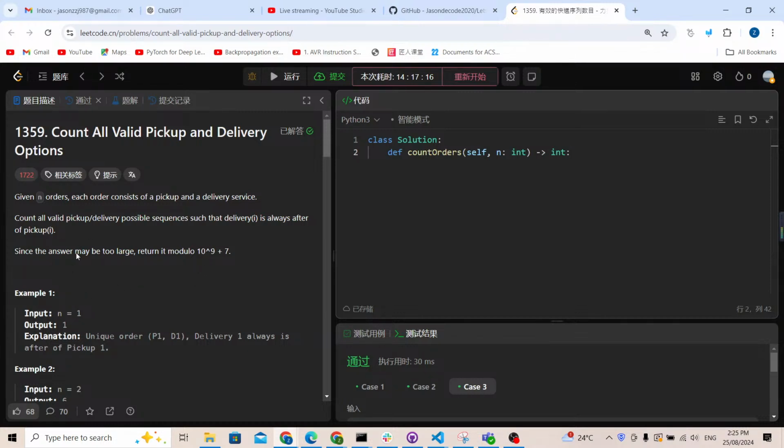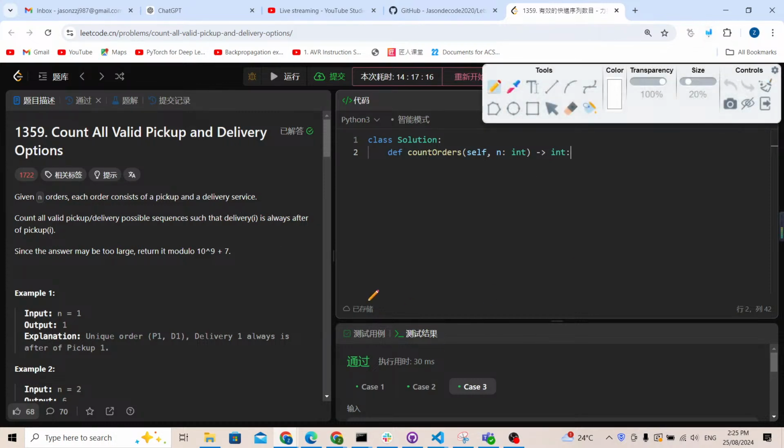The problem is that we are given n orders. Each order consists of a pickup and a delivery service. It's going to first have the pickup and then the delivery. We just need to check how many permutations of the pickup and delivery there are.